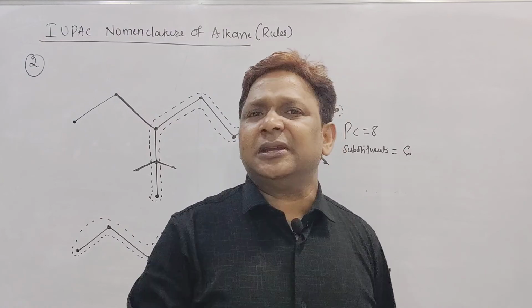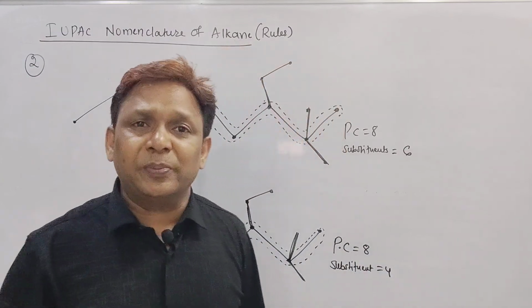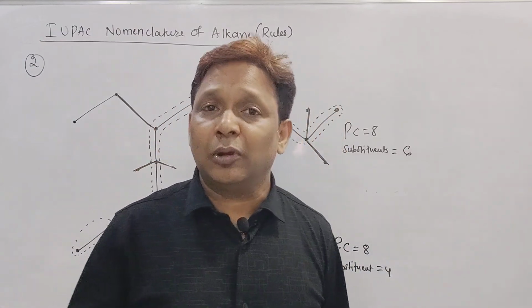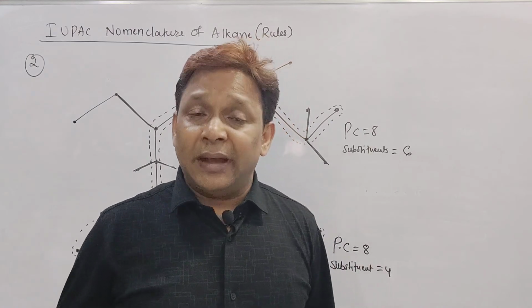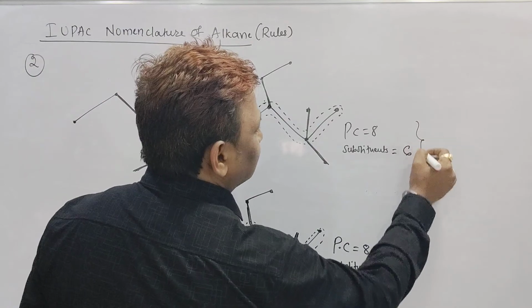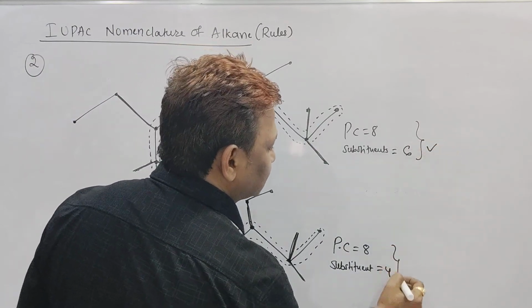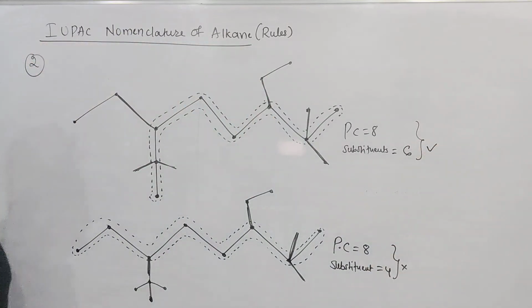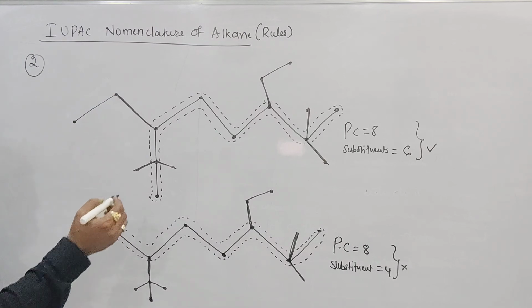But if the parent chains are the same, then select the parent chain which has the maximum number of branches, which has the maximum number of substituents. So according to the rule, beta, this selection is correct and this selection is wrong. Right, beta? This is rule number 2. Means we should write the statement. What is the statement we should write?